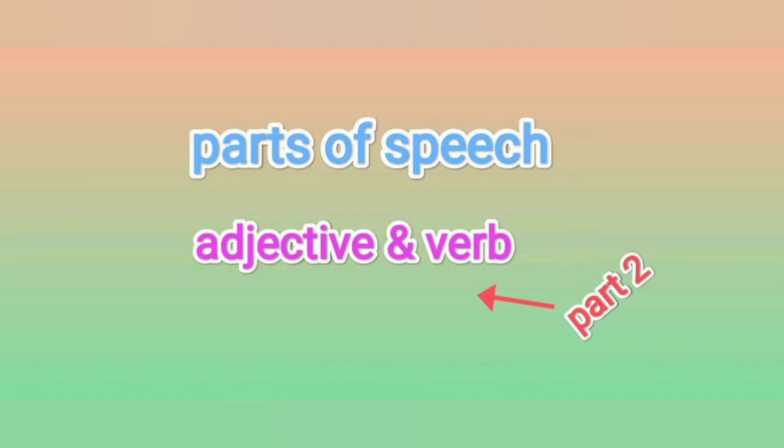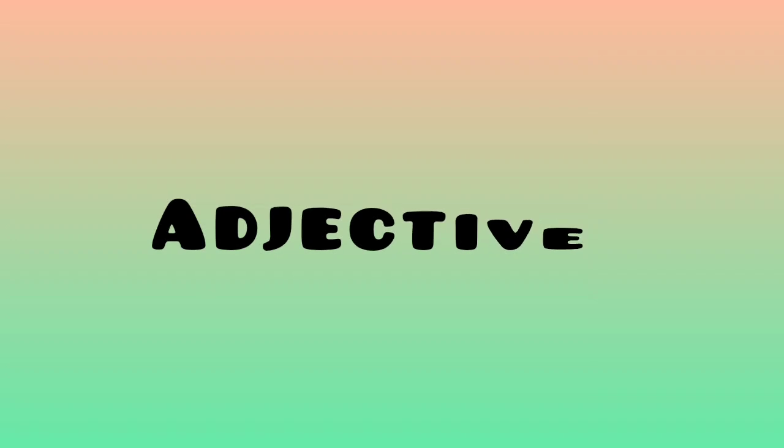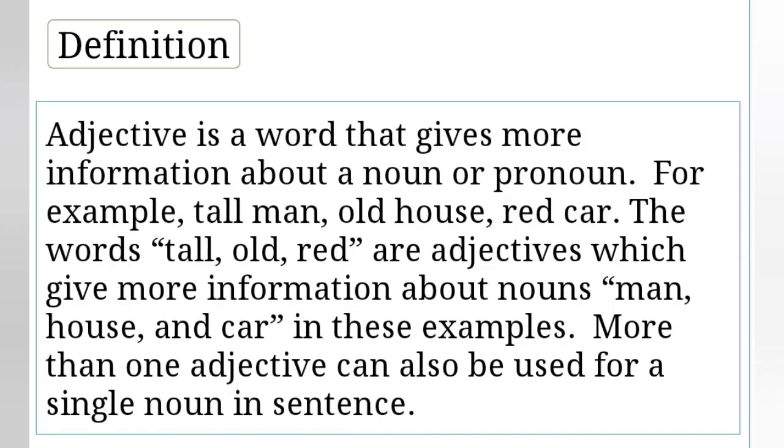Parts of speech, part 2. Adjective and verb. Adjective. Definition: an adjective is a word that gives more information about a noun or pronoun.